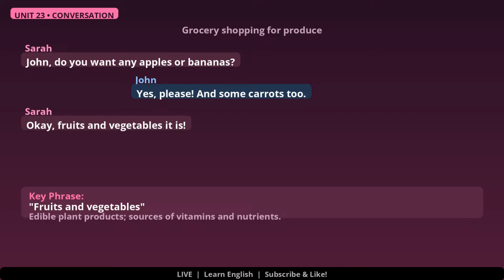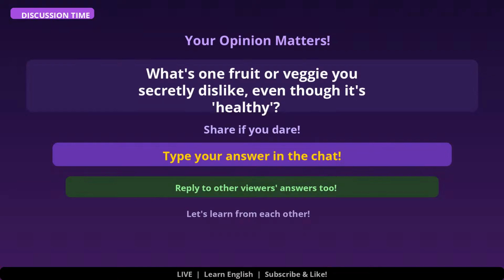And some carrots too. Sarah says, okay, fruits and vegetables it is. The key phrase is fruits and vegetables. It means edible plant products, sources of vitamins and nutrients. Now it's your turn to share. What's one fruit or veggie you secretly dislike, even though it's healthy? Red apple, share if you dare. See what others are saying and join the conversation.